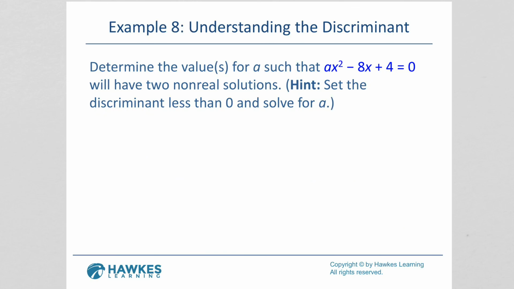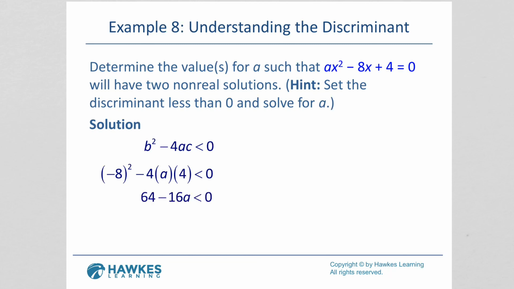Example 8. Determine the value or values for a such that ax squared minus 8x plus 4 equals 0 will have two non-real solutions. Your hint, set the discriminant less than 0 and solve for a. So for our solution, we're going to have b squared minus 4ac is less than 0. Plug in what we know. Negative 8 squared minus 4 times a times 4 is less than 0. 64 minus 16a is less than 0.